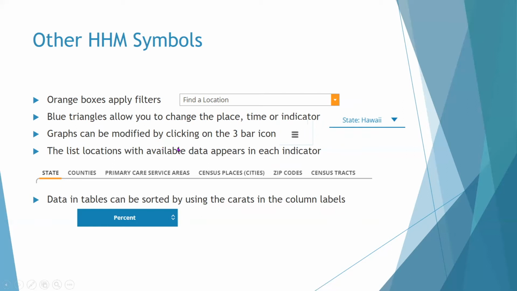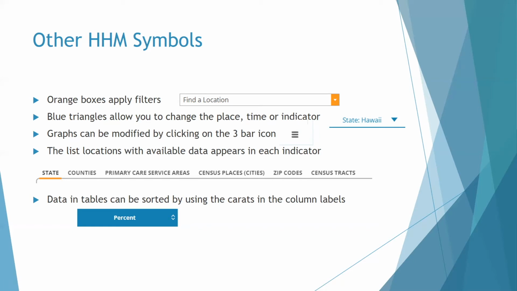When you're hovering over graphs, you're going to see this 3-bar icon, and it appears in the upper right quadrant of a graph. And when you see that, you can click on that to either modify the information in the graph, how it is displayed, or to download that graph, either as a picture or the data that's underneath it.